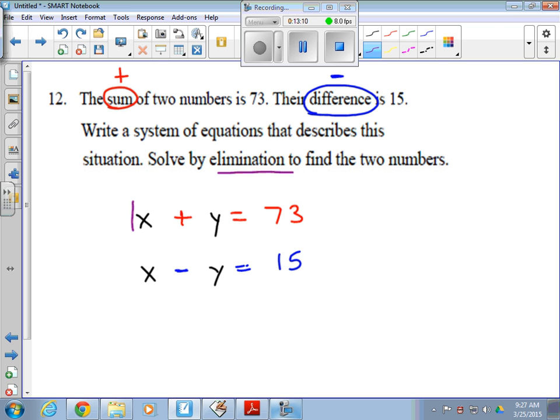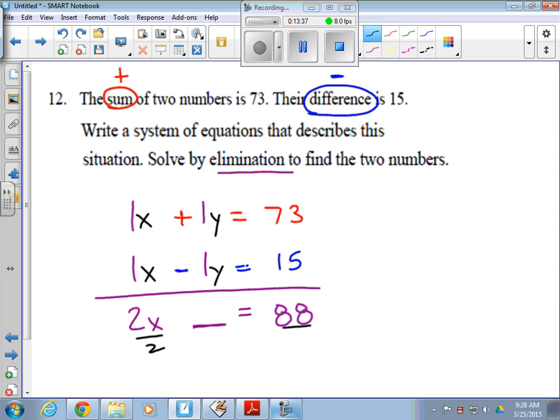Remember, we know all of these coefficients are 1. What I mean they're set up nice and neat is they're stacked on top of each other, x's and y's and constants, and you have opposite 1y and negative 1y. So when you combine those two, they eliminate. When you combine 1x and 1x, you have 2x, and when you combine 73 and 15, you get 88. So 2x equals 88. Solve that by dividing by 2 on both sides. x's value, or the first number's value, is 44.